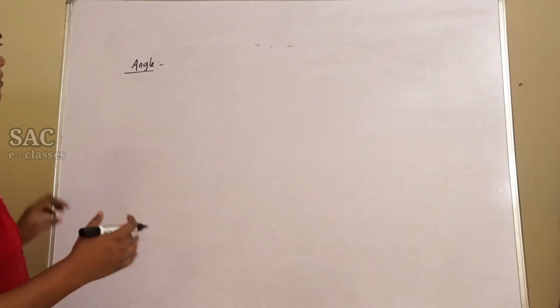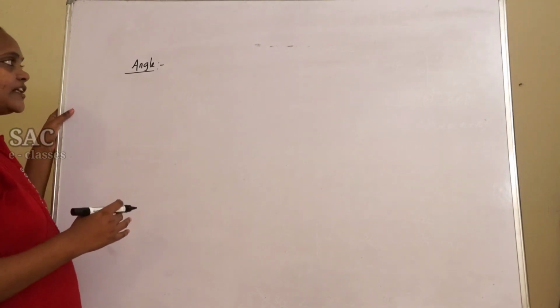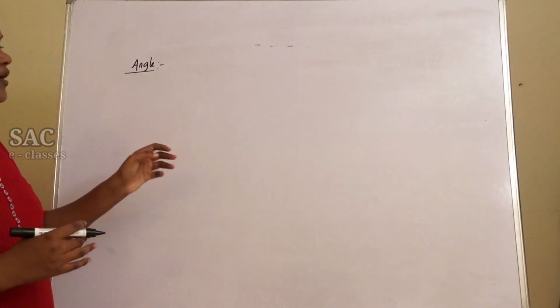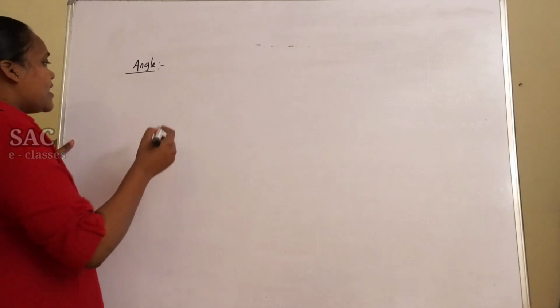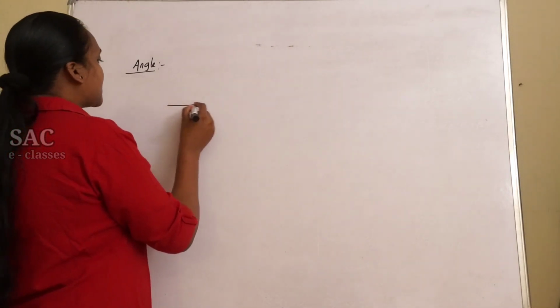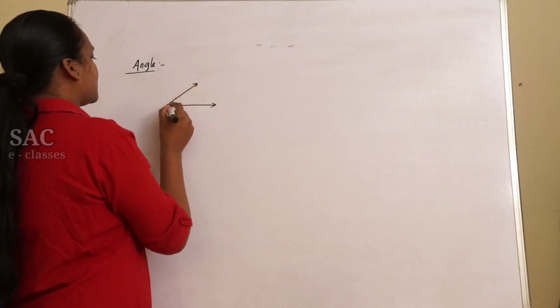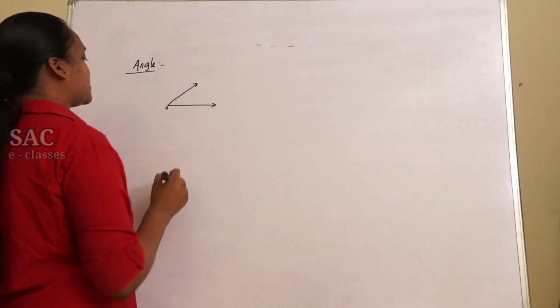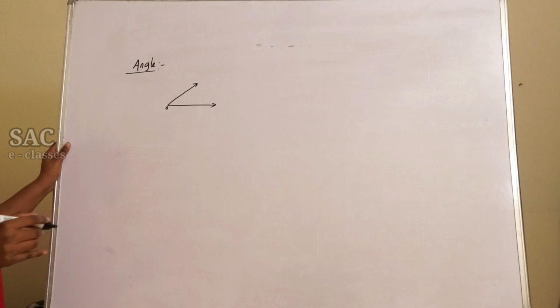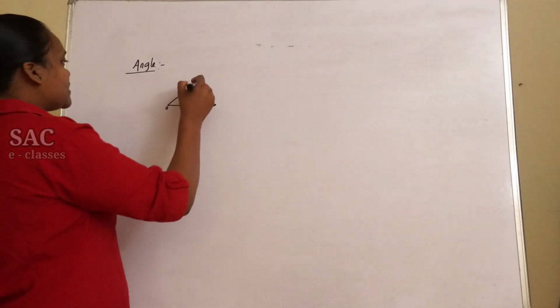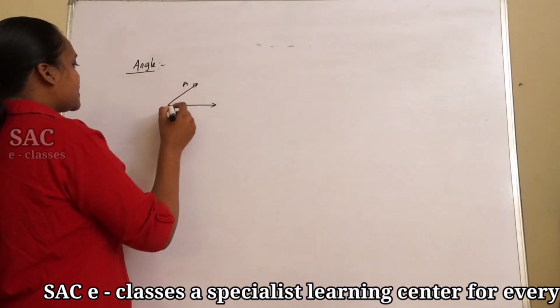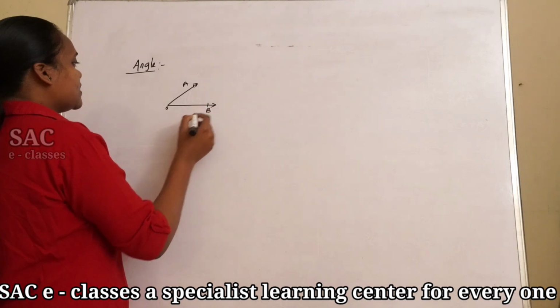Before learning about trigonometric ratios, at first you need to know what an angle is. Angle means the combination of any two rays with a common end point is called an angle. Usually this is an angle. What are the parts of an angle?